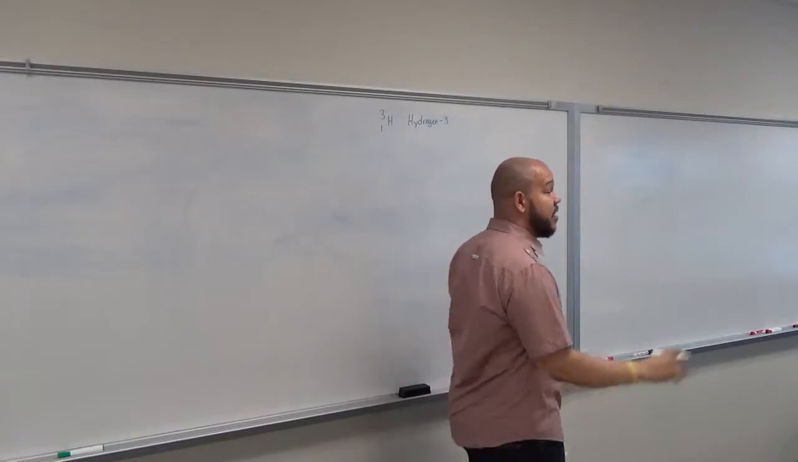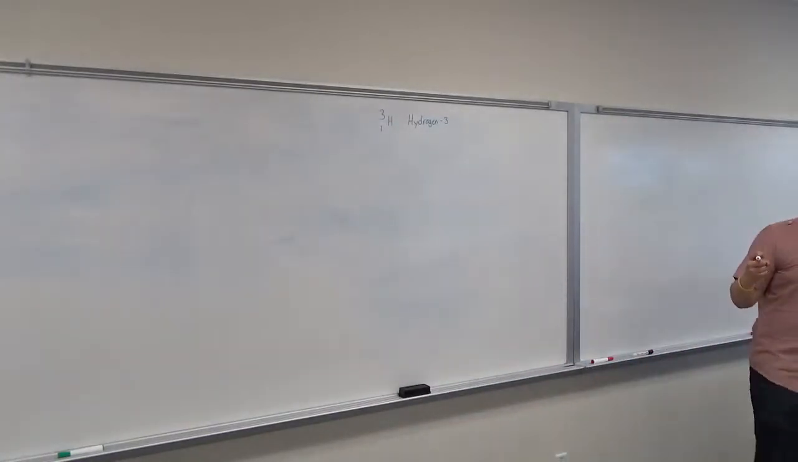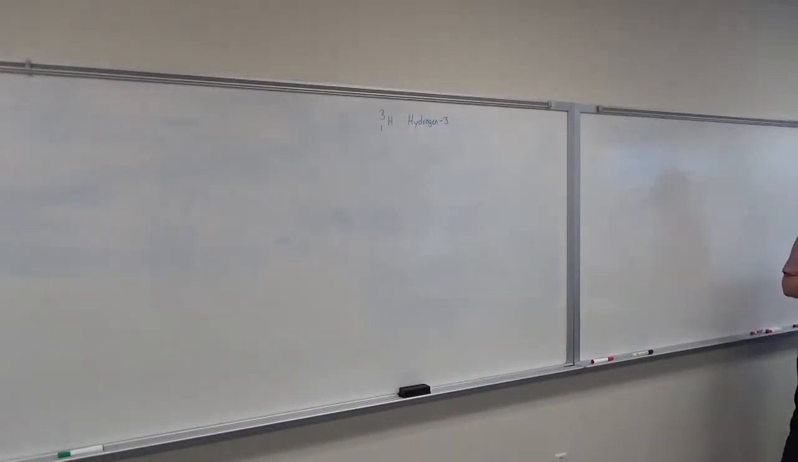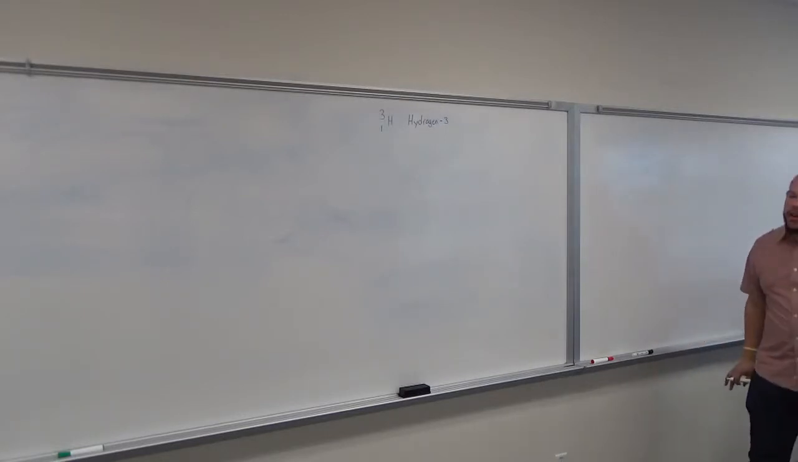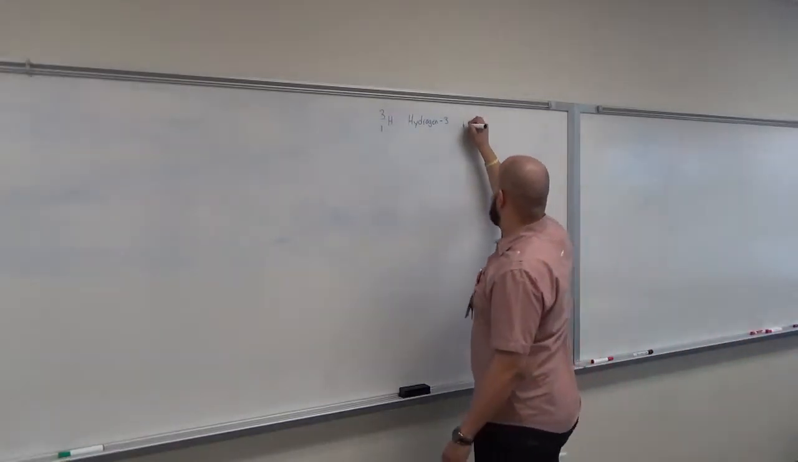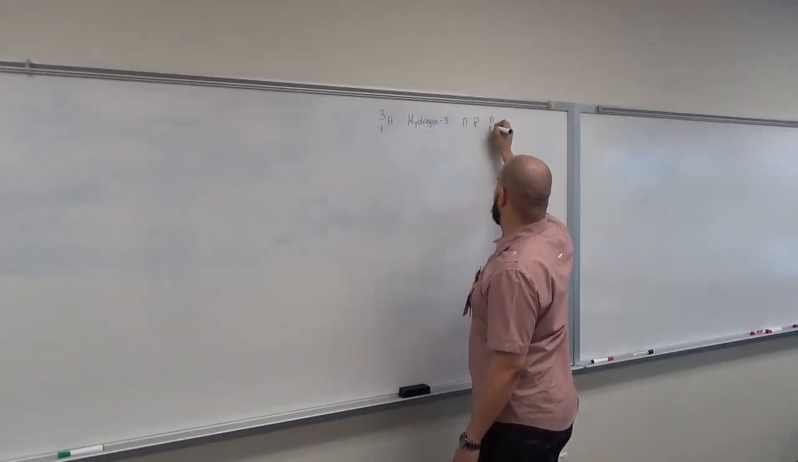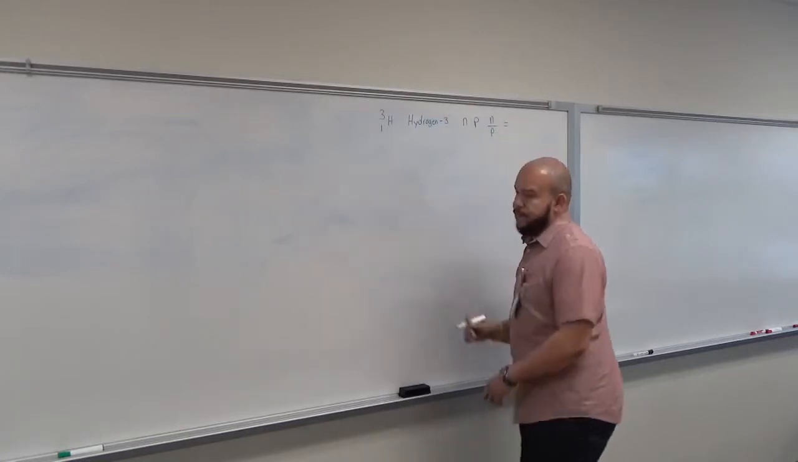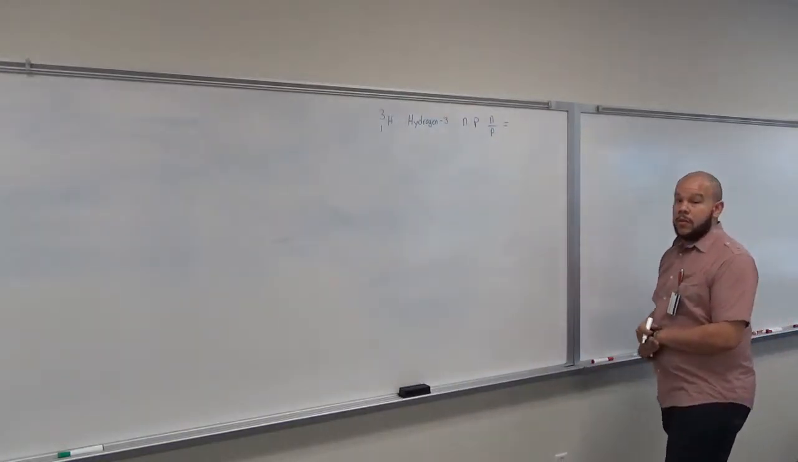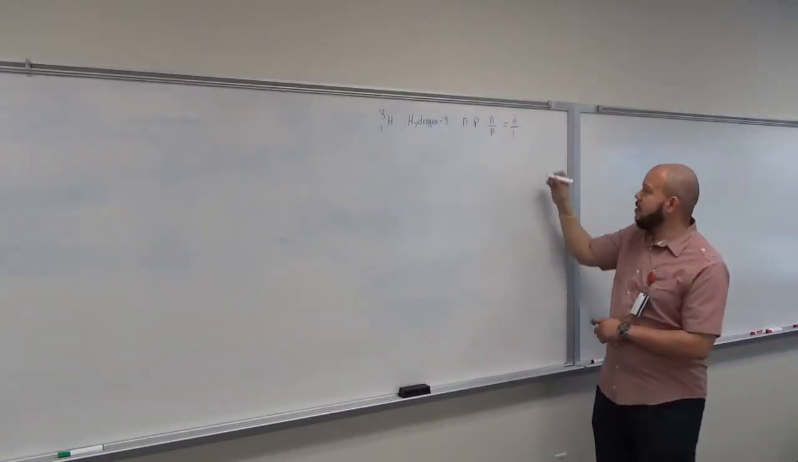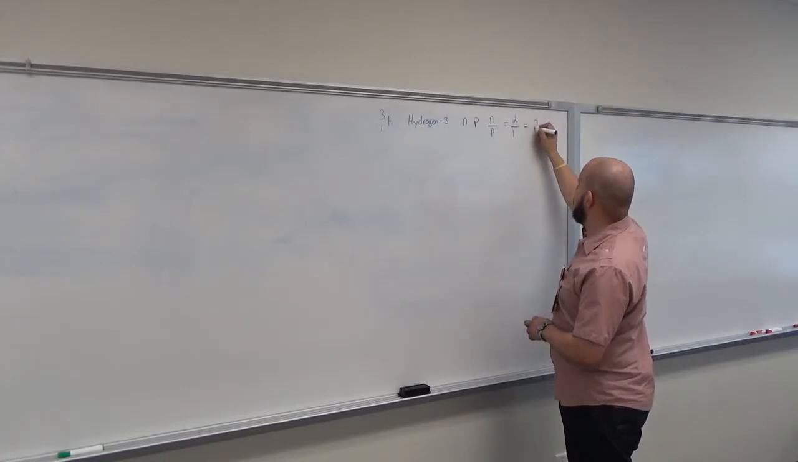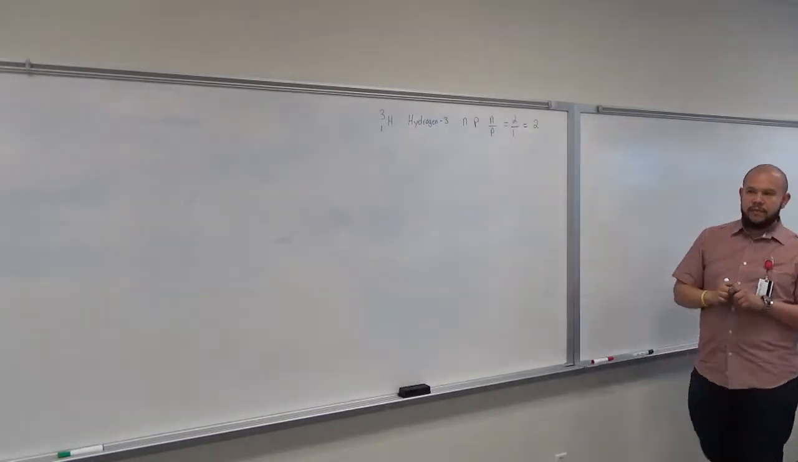Hydrogen 3 mostly exists way up in the atmosphere where the hydrogen particles are colliding with other stuff, creating larger hydrogen nuclei. Let's look at the neutron to proton ratio. You'll see me write it like this, or you can write it like this. It's equal to what? It's equal to 2 divided by 1 based on the mass number, which means that the neutron to proton ratio is 2. Simple enough.